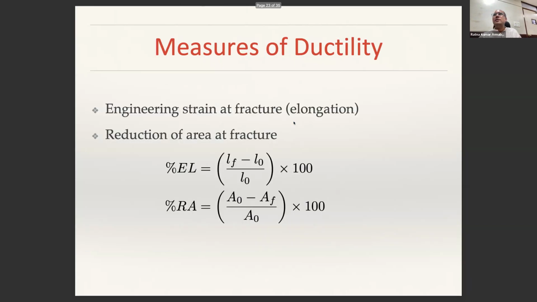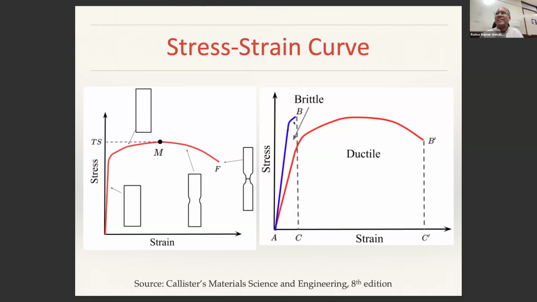Okay. So the measures of ductility. If you have a ductile material, how do we measure the ductility?